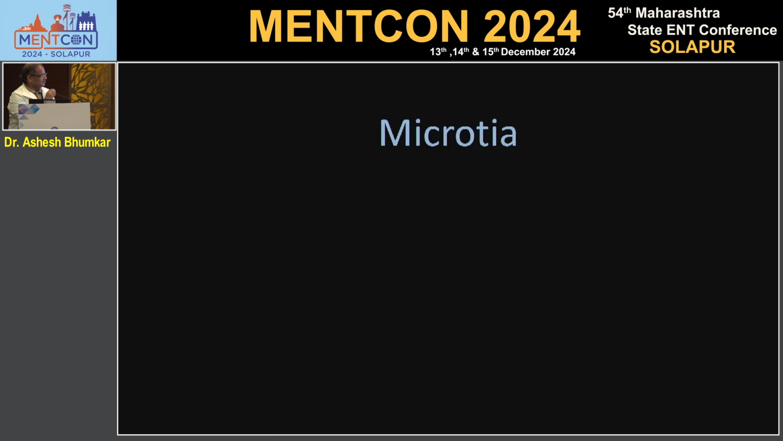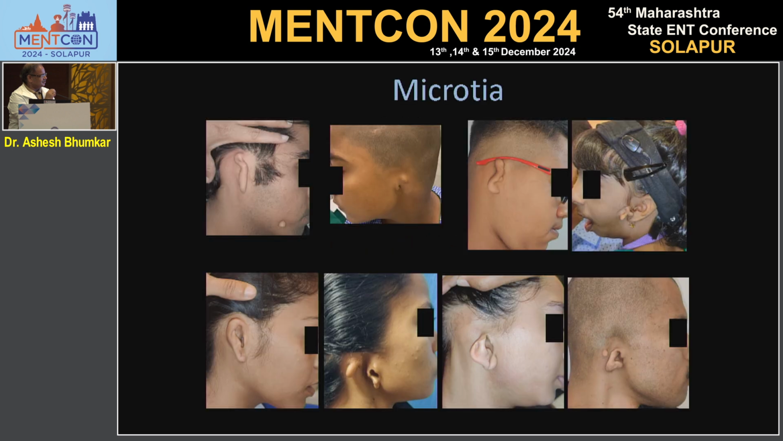But Microtia, the basic principles: always, as an ENT, Microtia is always associated with atresia, and as an ENT, we have to address that. And this is something which is important. Microtia comes in various forms, sizes, shapes, personalities.